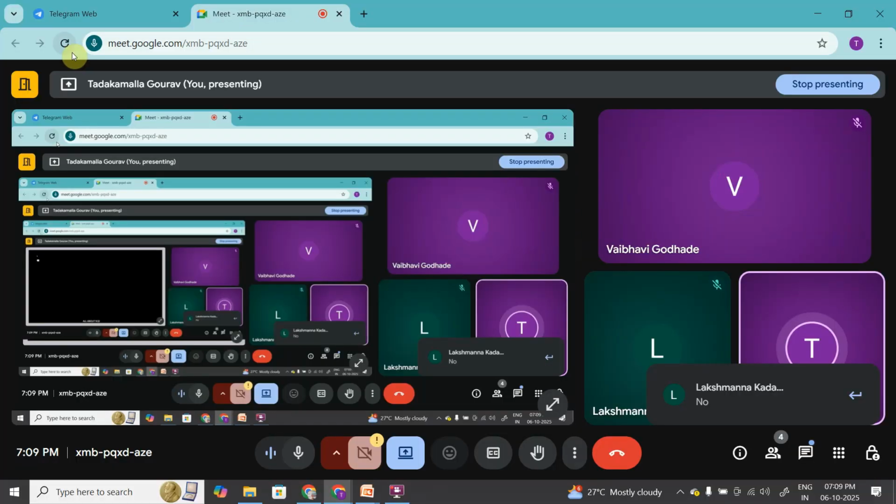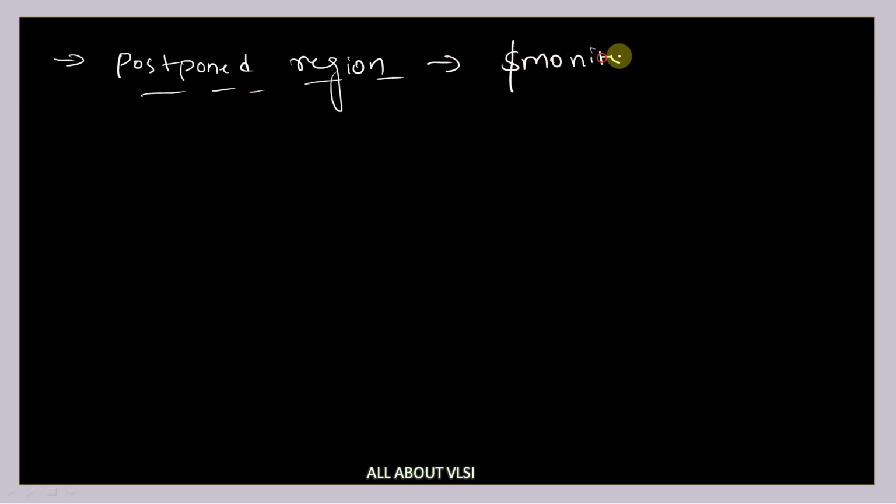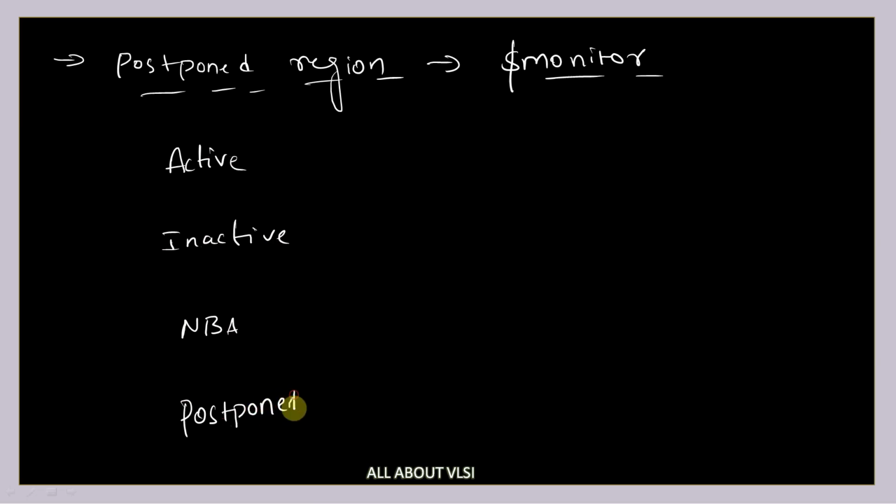So in the postponed region, this $monitor is going to be executed. This $monitor is going to be executed in the postponed region. That is, we have this active region, inactive, NBA, and postponed. So in this postponed region, this $monitor is going to be executed.